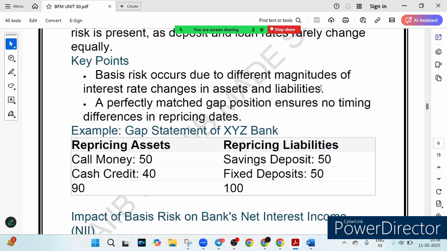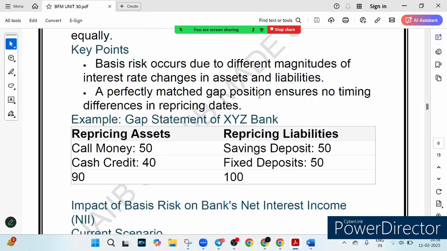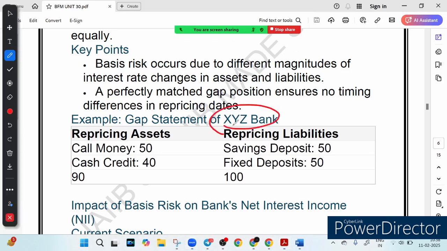So here we can take the example of the XYZ bank interest rate game, right? So this XYZ bank has a mix of assets and liabilities. When I say assets, it means the loans, and when I say liabilities, it means the deposits. So on paper everything looks balanced. You can see that on the asset side it has call money of 50 crore, cash credit of 40 crore. So overall it adds to 90 crore, right?